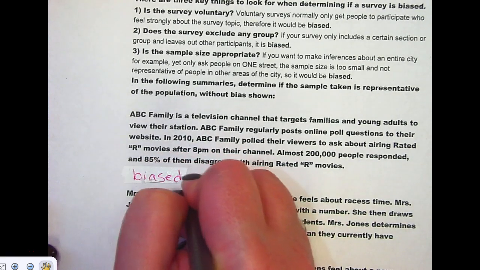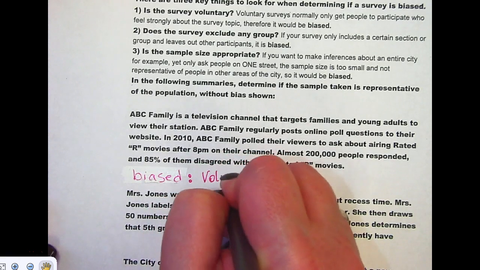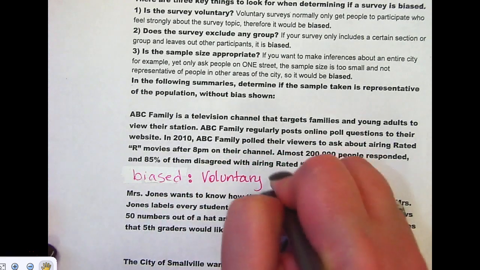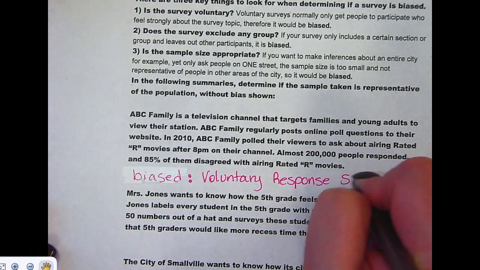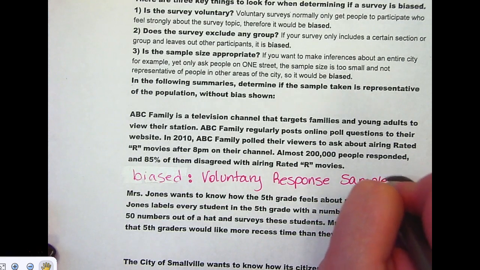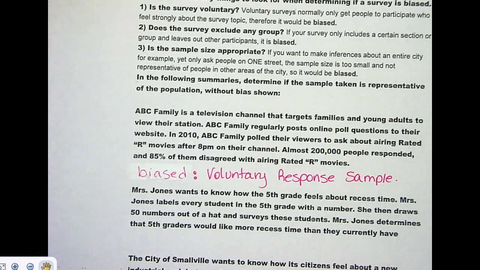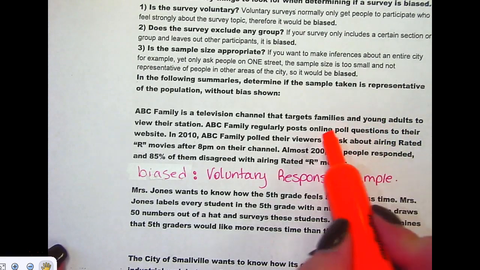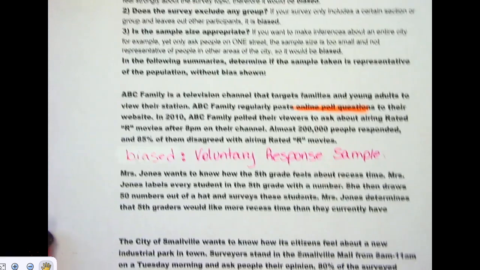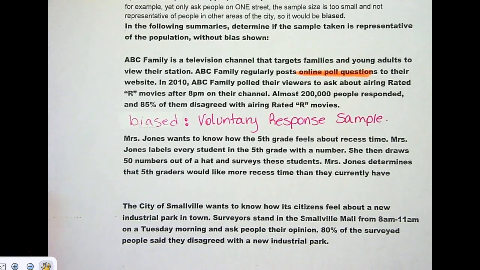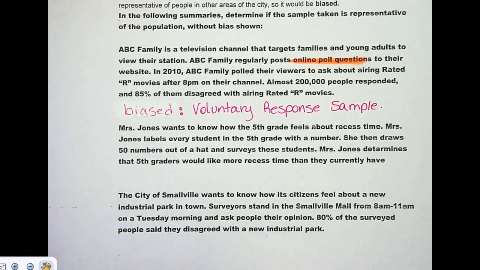It was biased because it was a voluntary response sample. What part of that lets you know it was a voluntary response sample? They had online poll questions. So only people that had strong feelings for or against would have taken their time to get online to answer the question. All right, here we go.